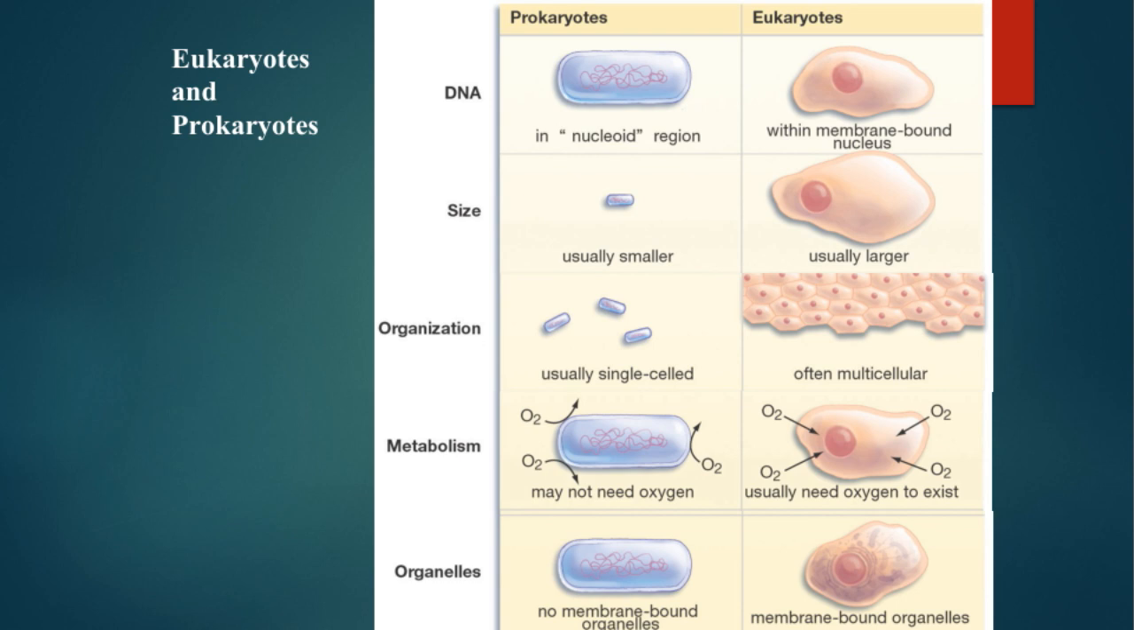Eukaryotes are generally more complex. They have a defined nucleus that contains their genetic material, and they also have various membrane-bound organelles that perform specific functions. Think of eukaryotic cells as organized and compartmentalized, which allows them to perform more specialized tasks.